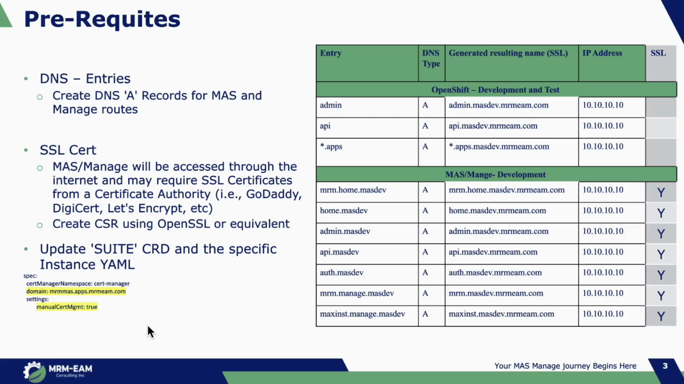Once your DNS entries are in place and you have your SSL certificate ready, the next step is to log into OpenShift and update your Suite custom resource definition, and specifically the instance YAML for the domain that you want to update. So let's go see how that's done.